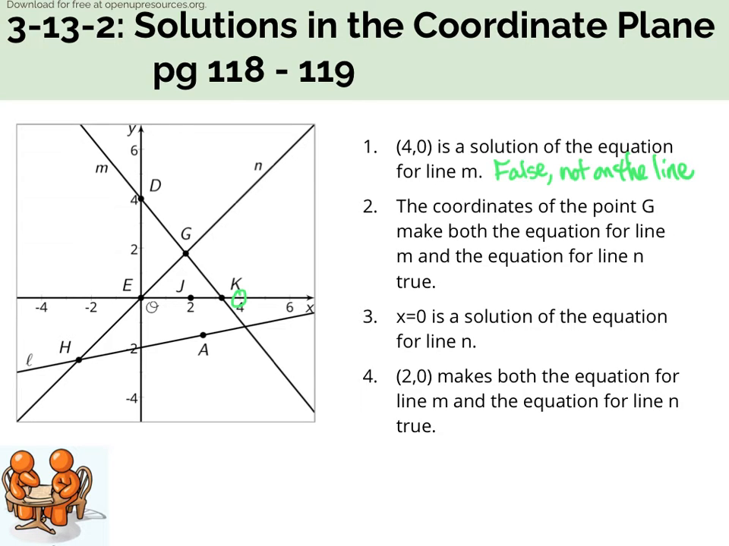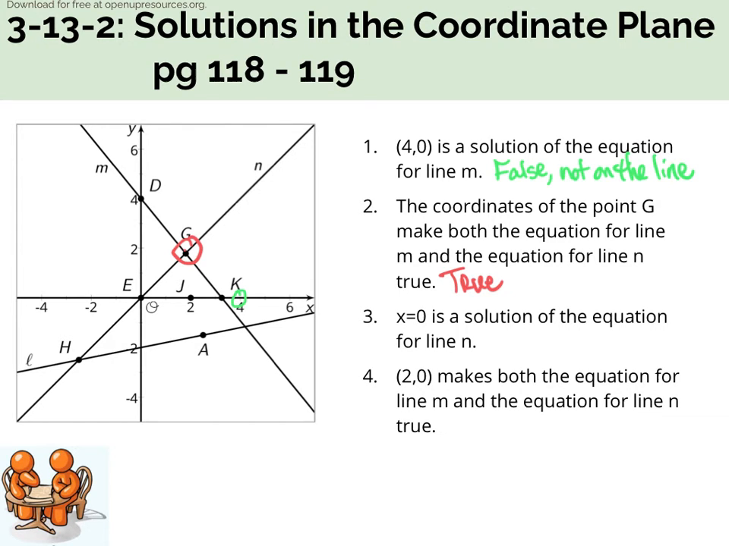All right, let's look at number 2. Number 2, the coordinates of the point G make both the equation for the line M and the equation for line N true. Go ahead and answer that and then come back. So let's look at the point G. Point G is here, and we are looking at line M and line N. Is it going to be a solution for both of the lines? That is true, and the reason why is because that point is on both of those lines. It's both on line M and it's also on line N.